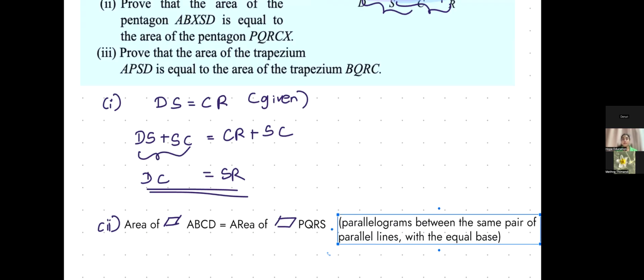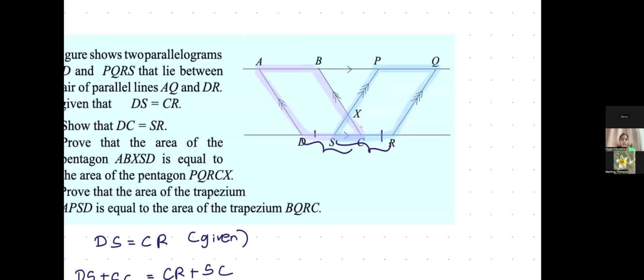Can you see that this triangle is common in both parallelograms? Okay, so since the triangle is common, let's subtract this triangle.